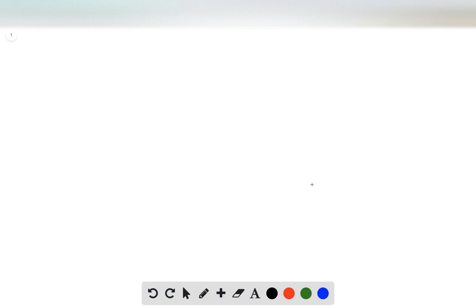In this problem, we have two billiard balls, and they're of equal mass. So let's just call them m. And they're moving towards each other with 2 meters per second and 3.6 meters per second. So let's call this A and call this B.